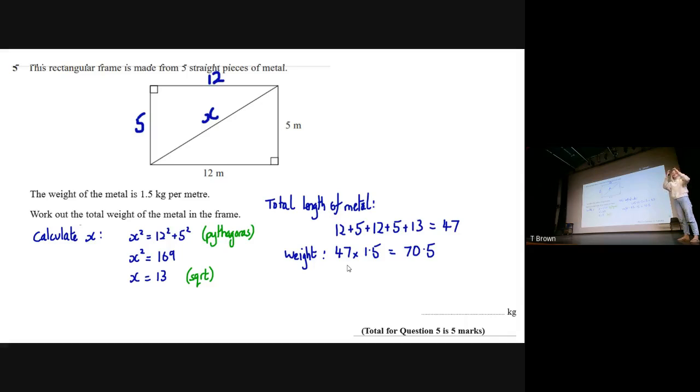Okay? The lattice method for that one would be 2 squares wide and 2 squares tall. 47 times 1.5. Or you could just say, well, timesing by 1.5 is the same as doing 1 lot of 47, which is 47, and half a lot of 47, which is 23.5, and then adding that together. So your answer is 70.5, and that's a 5-mark question. Now I want to show you the mark scheme for this one. So your answer is 70.5, and you've got 5 marks available, okay?